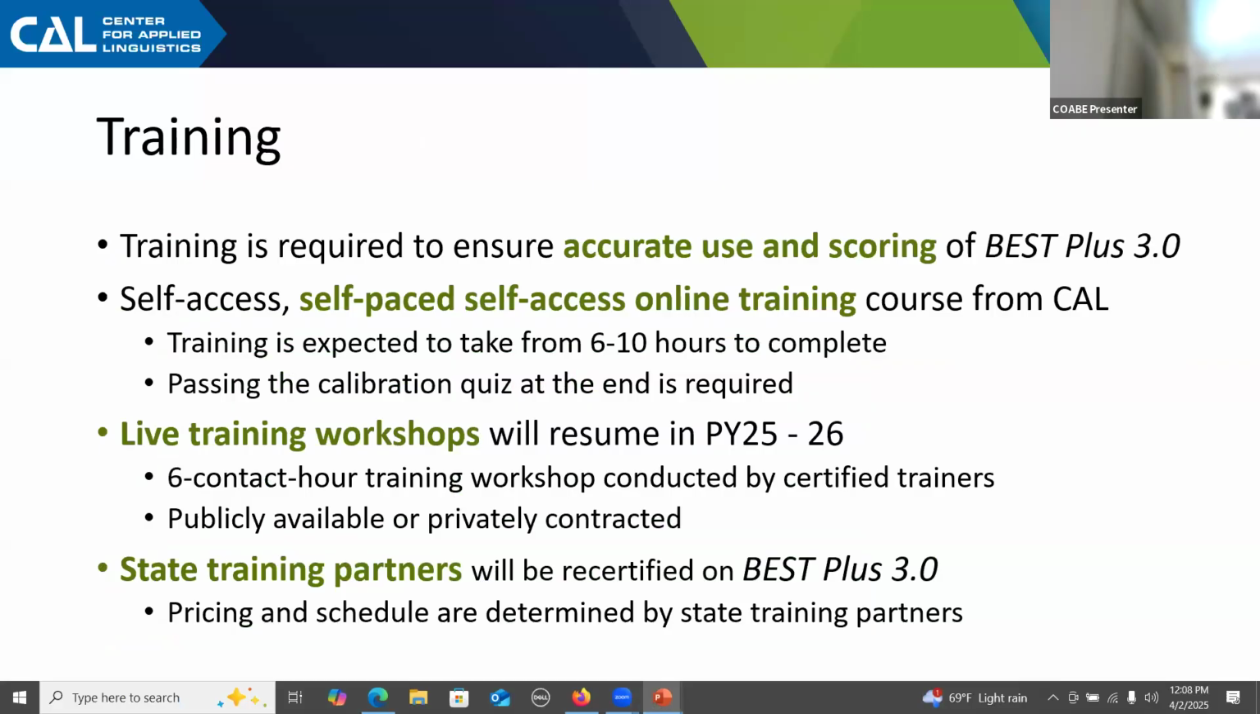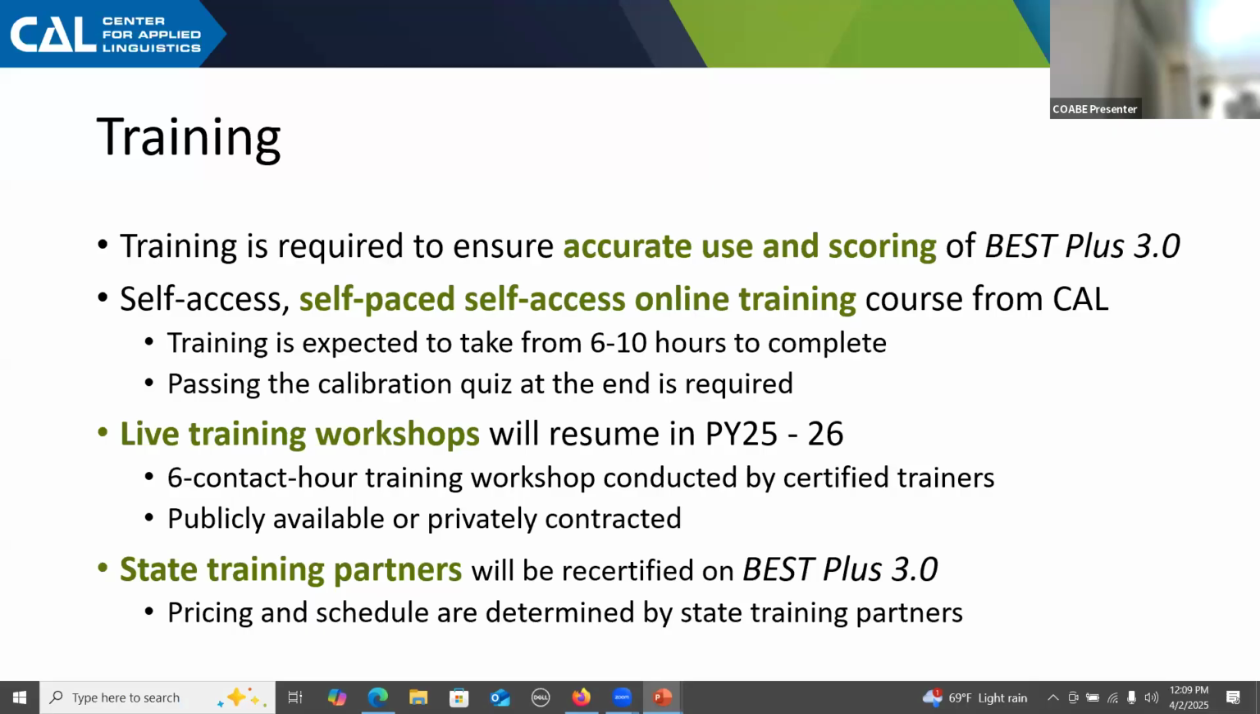It is currently available as a self-access, self-paced online training course that has been developed and offered by CAL. It's quite long. It takes between about 6 to 10 hours to complete, depending on how experienced the person is. So for somebody who is used to experiencing Best Plus 2.0, they'll zoom through it pretty quickly, although still around 3 hours should be budgeted for it.